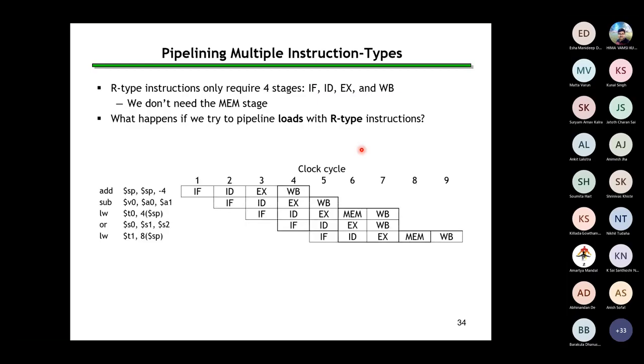For example, add here, I need 4 cycles because I don't need memory. Similarly, subtract, I have 4 cycles, I don't need memory. Load, I need the full 5 cycles, memory here. And then I have a logical OR here. Again, this is an R-type instruction, so ID, execute, write back. And similarly, load here again 5 clock cycles. So do you see a problem here?